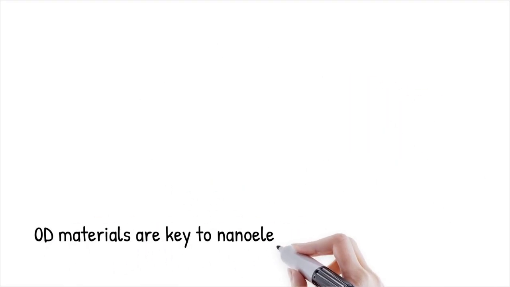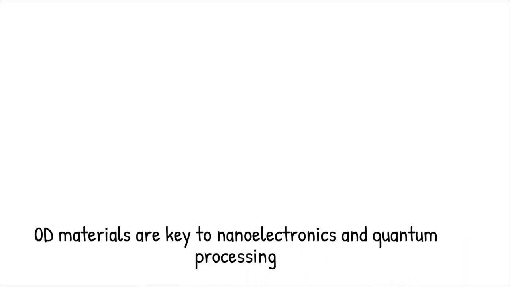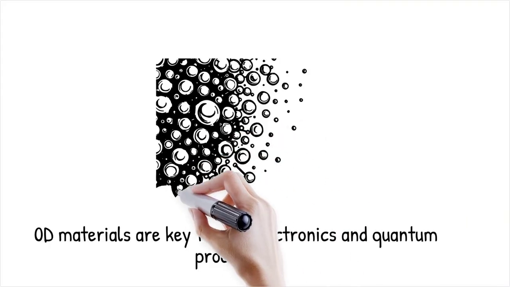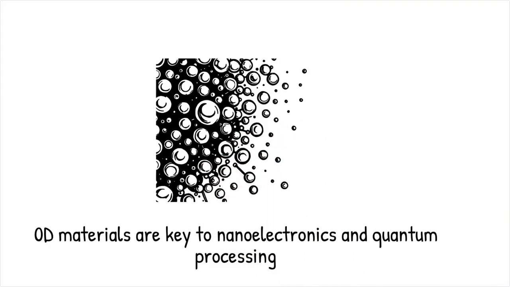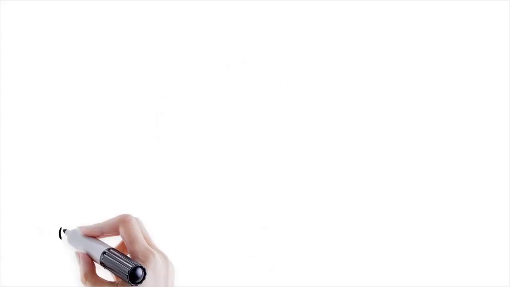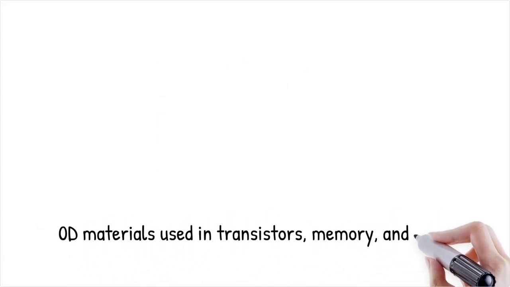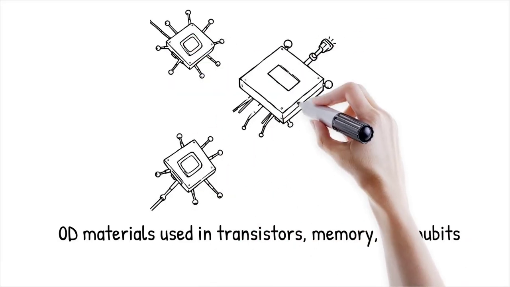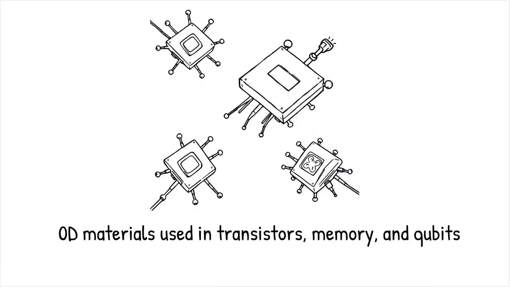Zero-D materials are key to future nanoelectronics and quantum information processing due to their discrete energy levels, high charge mobility, and potential for room temperature quantum behavior. They are used in single electron transistors, memory storage, and as quantum bits in quantum computing architectures where electron confinement in quantized states is critical for quantum tunneling and spin-based logic.